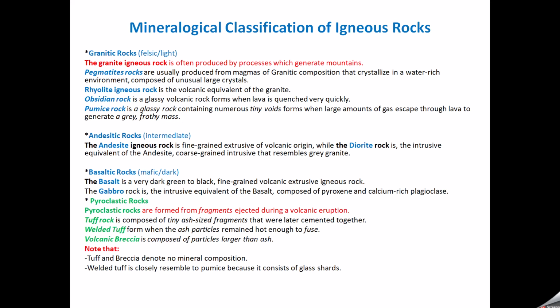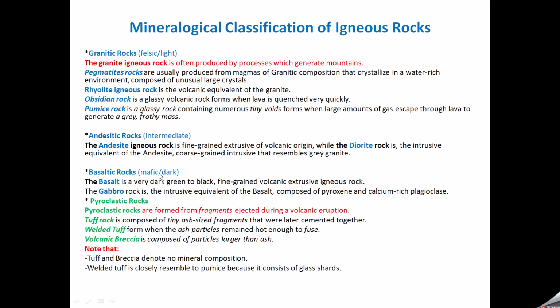Now the andesite, or andesitic rocks, or intermediate rocks. By the way, these granitic rocks are very light in color. Andesitic rocks, intermediate, are not light and not dark. The andesite igneous rock is fine-grained, extrusive, of volcanic origin. While the diorite, the plutonic version of the andesite, is the intrusive equivalent of the andesite, which has coarser-grained material. It's intrusive and resembles gray granite. Okay?